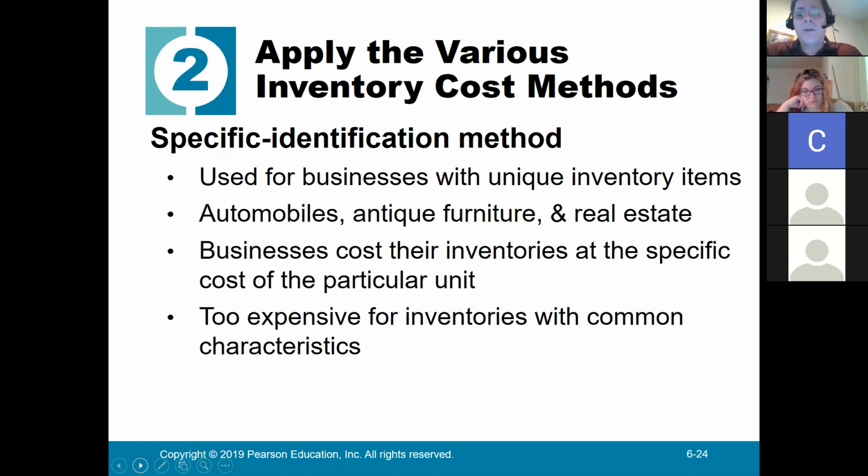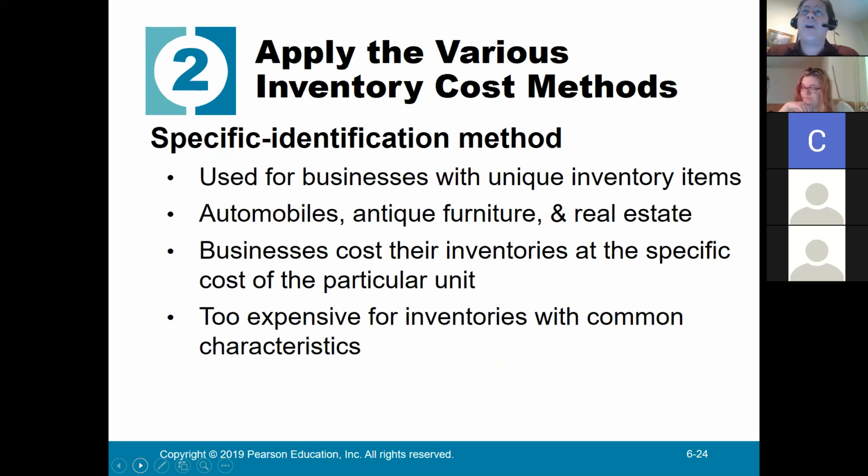Most of you know that automobiles have a VIN number, right? It's a unique number. No other automobile in the United States has that number. So if I know that number, I can tell you the history of that car, right? Okay, that's what it's for. So if I have that number, I know exactly.